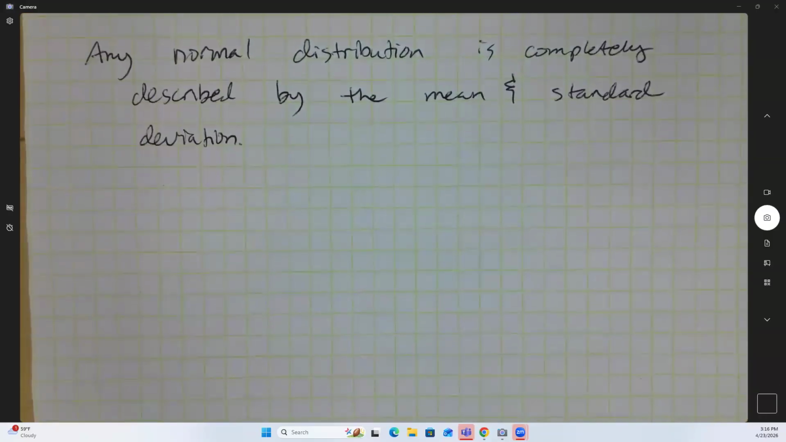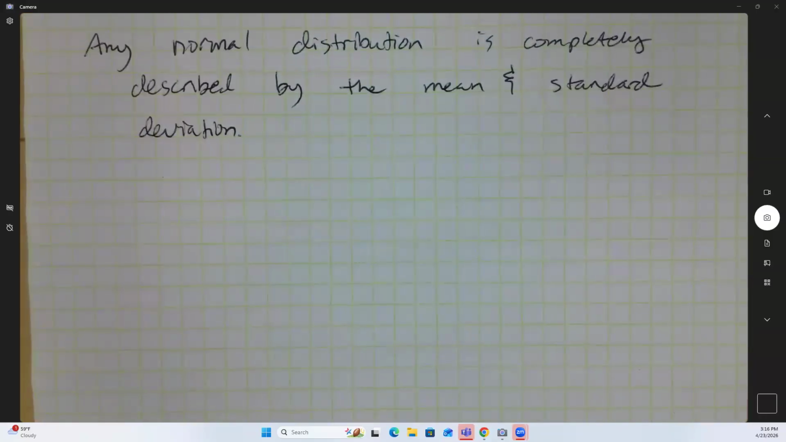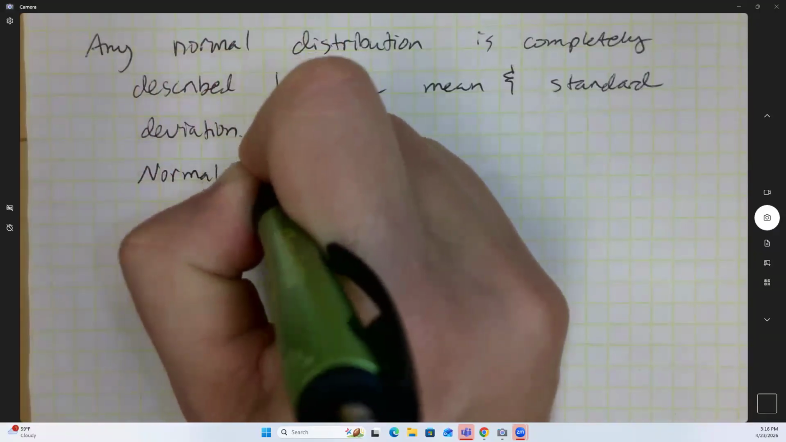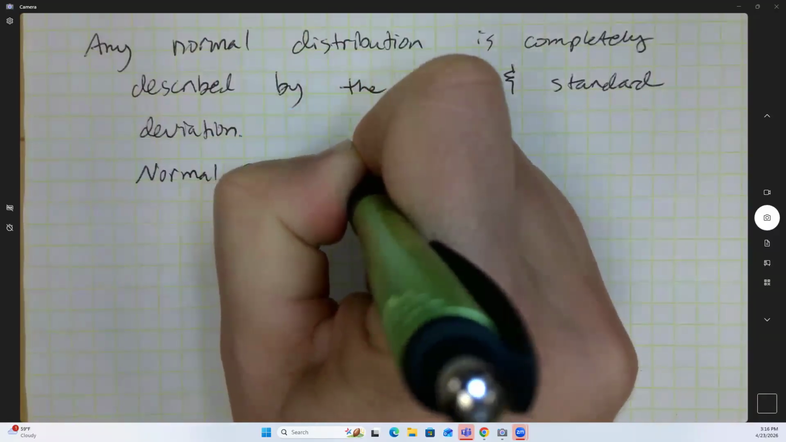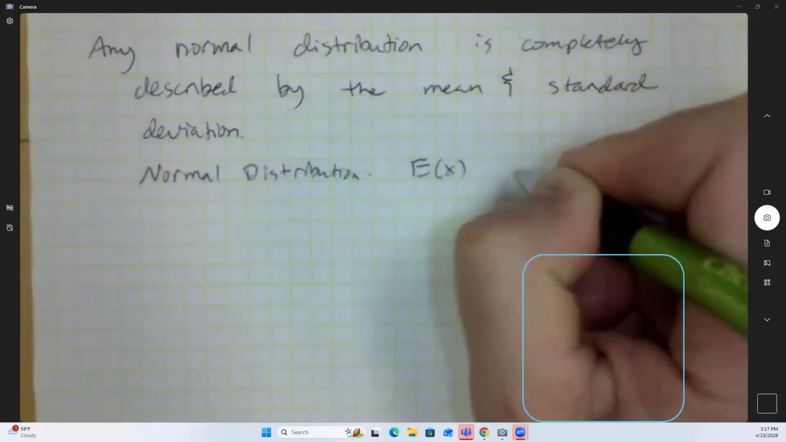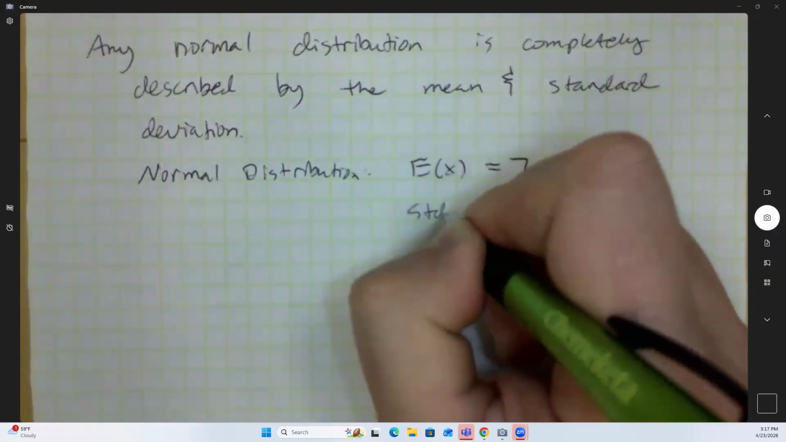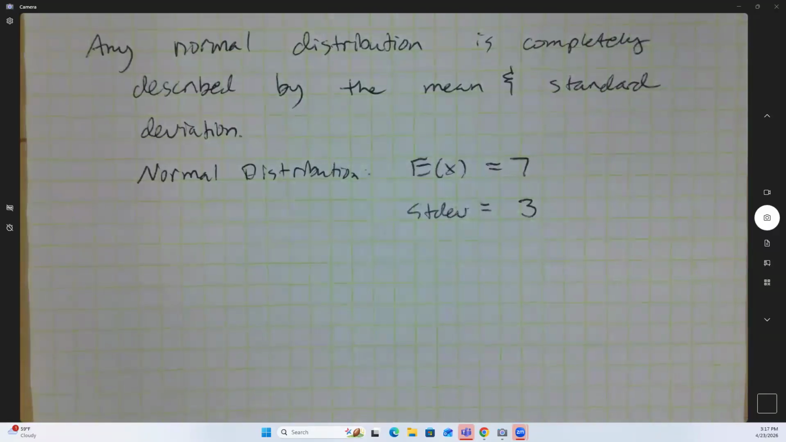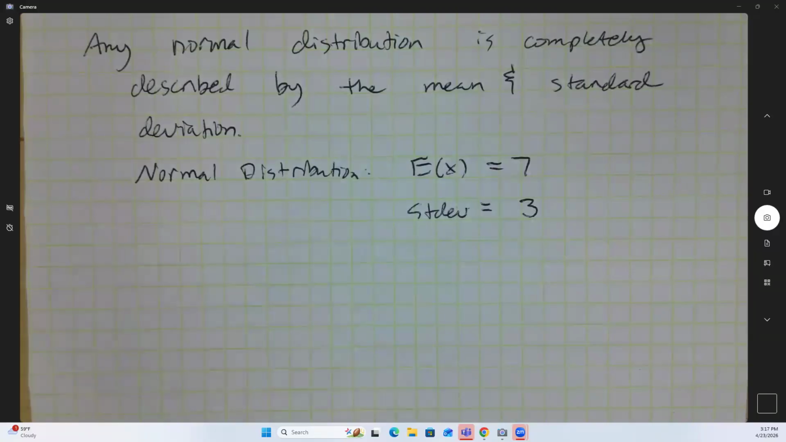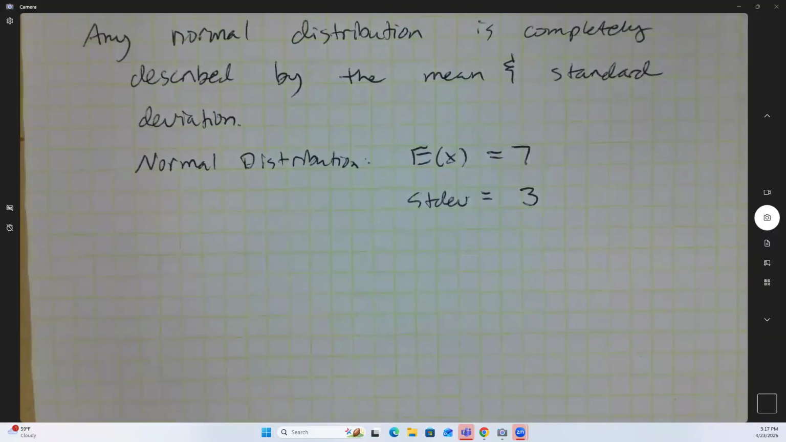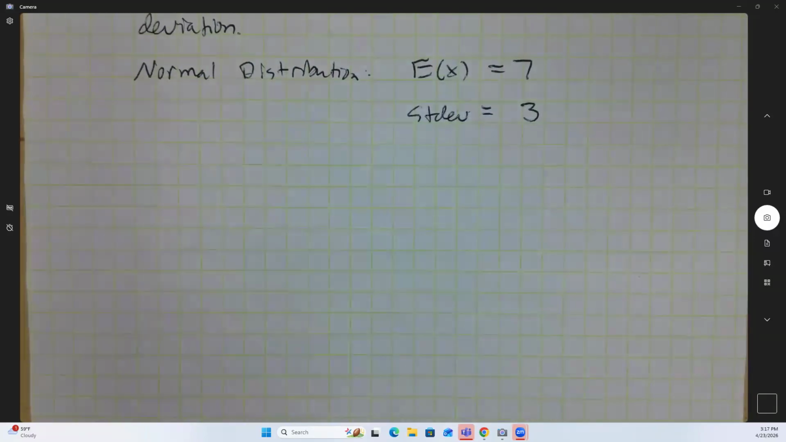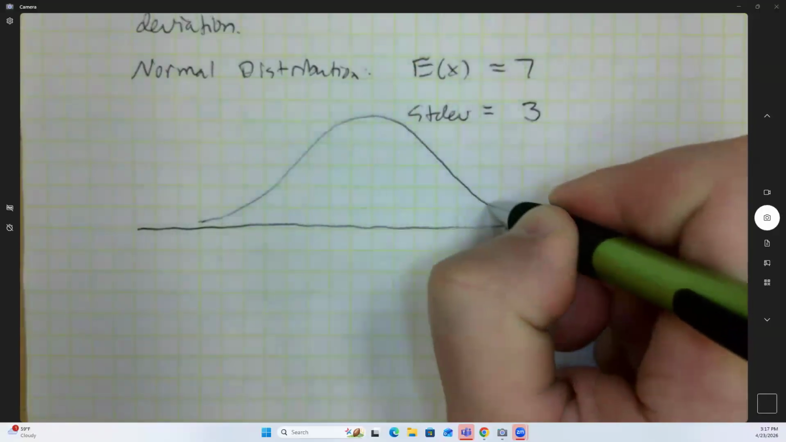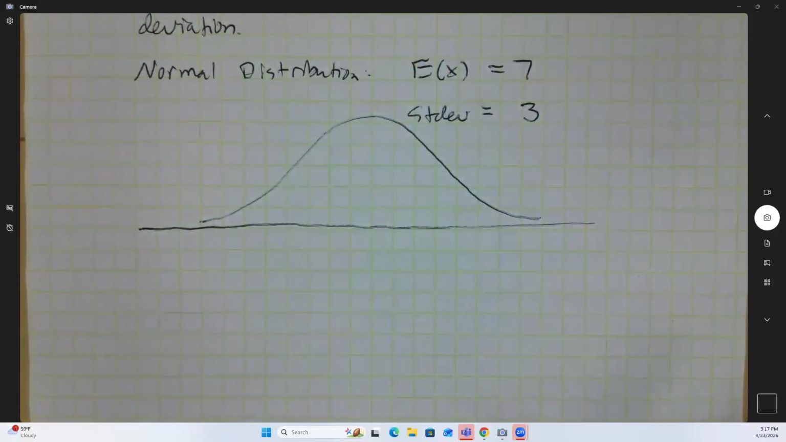So, for example, someone tell me a number. 7. Okay, so I'm going to have a normal distribution where the expected value or the mean is 7 and the standard deviation is, let's say, 3. Most of the time, your standard deviation is going to be relatively small compared to your mean. It could be bigger, but that would be surprising. So as soon as I have that, I can draw my normal distribution. I always draw the curve first, and then I add in the important pieces.